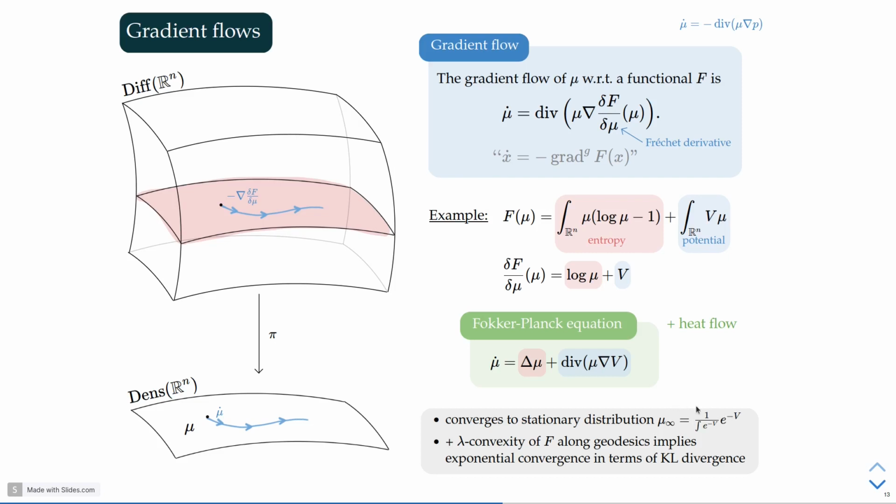And with all this geometrical picture, what we have is that the functional f is strongly convex along geodesics. And this implies that we have exponential convergence of mu to the stationary distribution mu infinity in terms of the KL divergence. So this is also very nice.